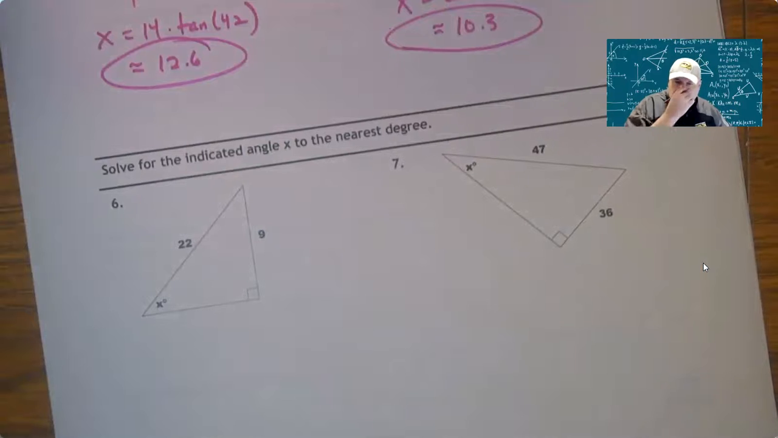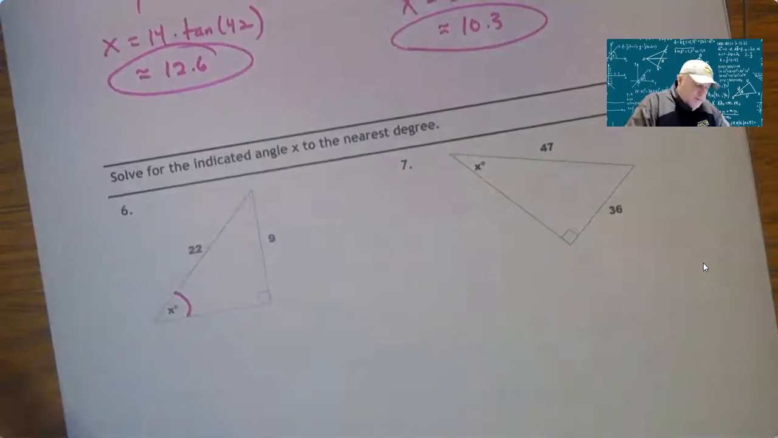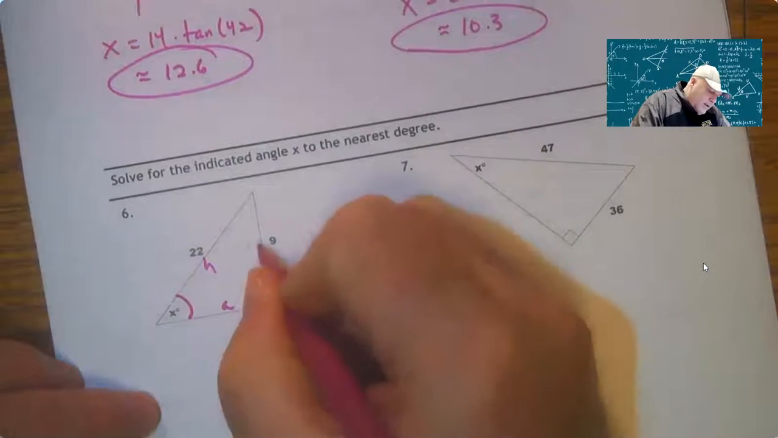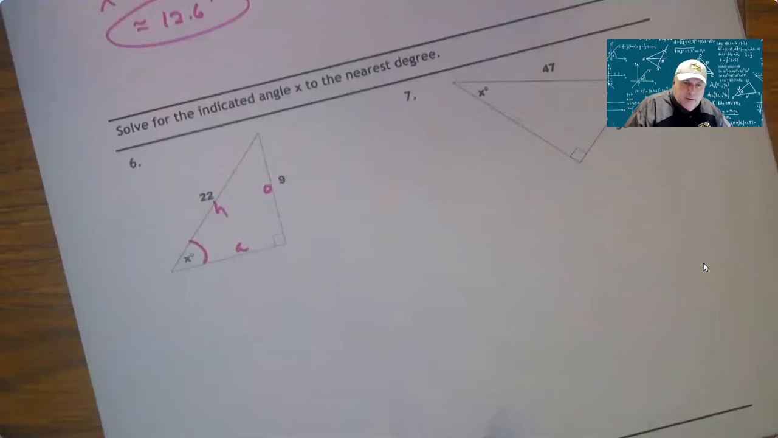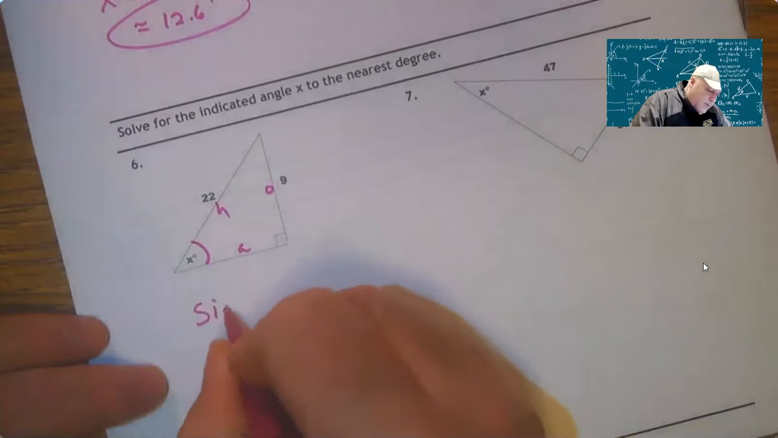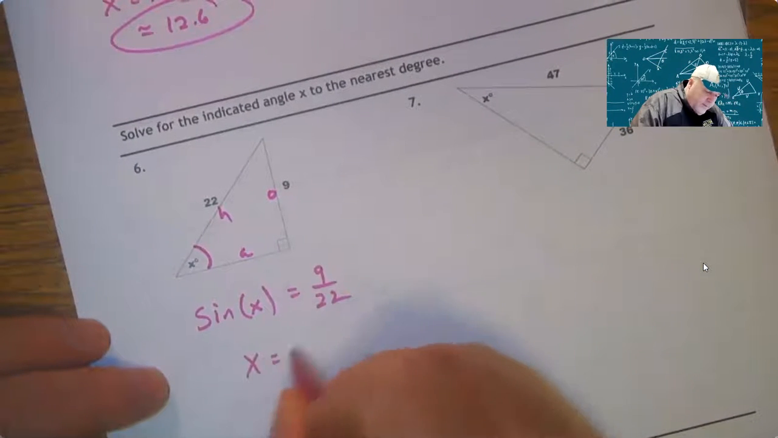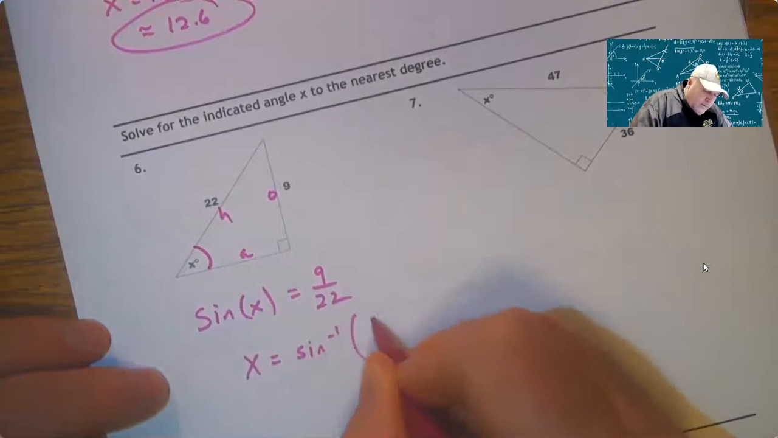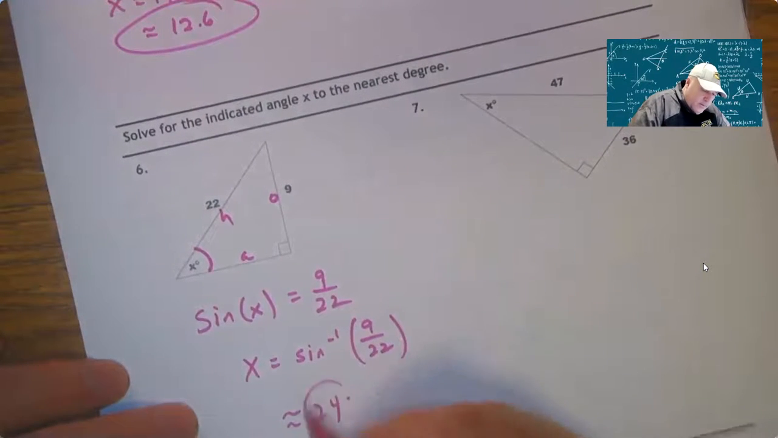All right, so 6 and 7 are going to be about using sine inverse, cosine inverse, or tangent inverse to solve for these. So see where the sine is going to be the one used here. Sine of x is 9 over 22. Then you take the sine inverse of both sides to get the answer, so about 24 degrees.